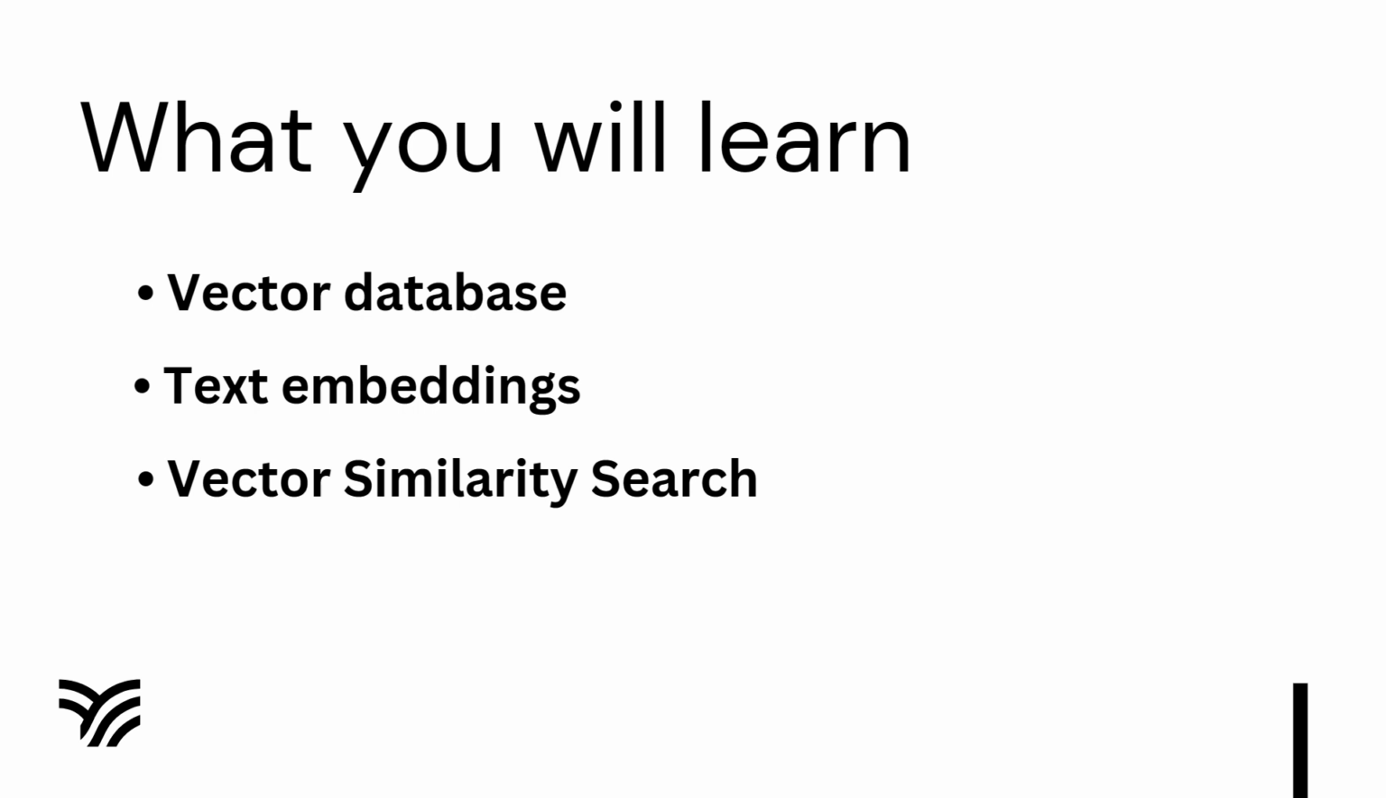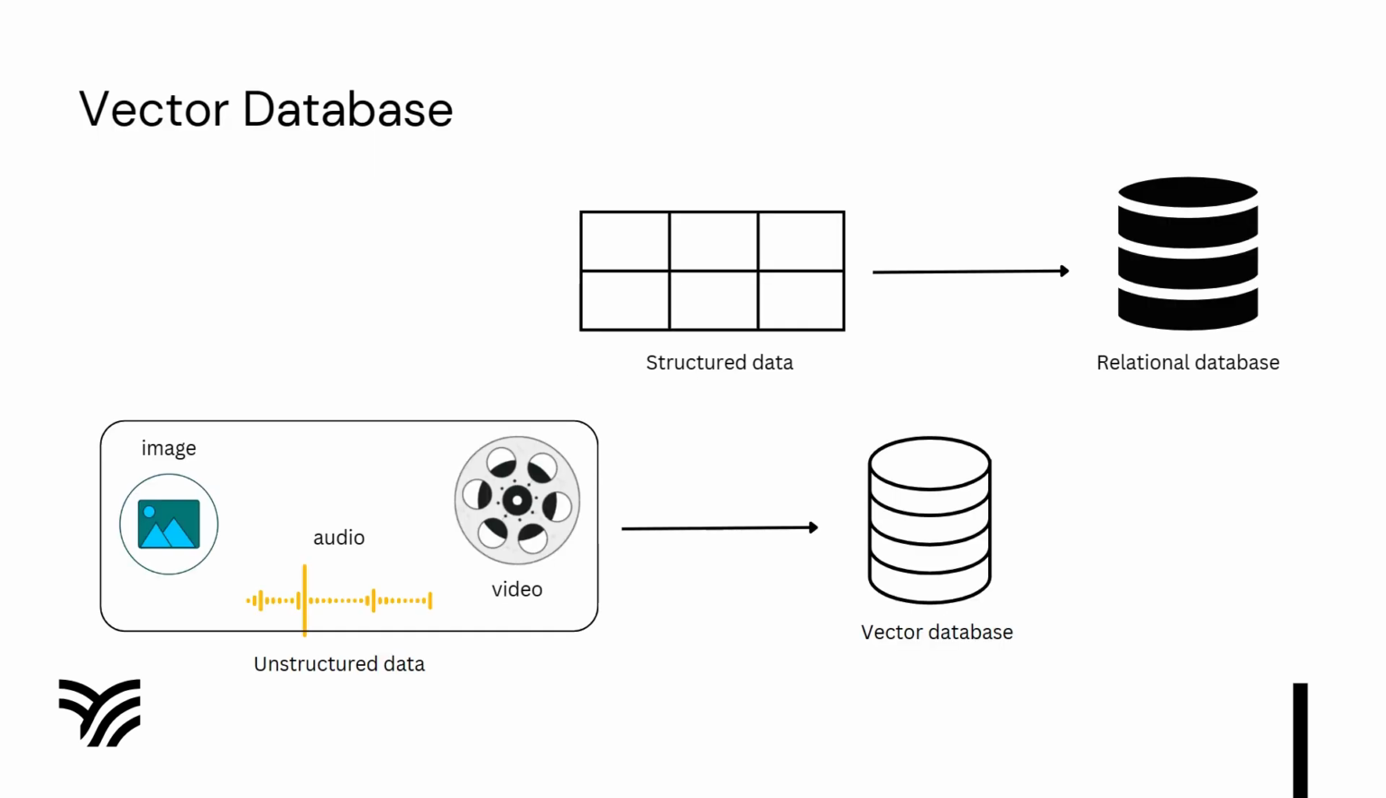So, what are vector databases? Traditionally, we have seen relational database systems. In relational database systems, the data is stored in rows and columns, right? So we have properly labeled data, with proper row and column names, proper data types, and proper indexes. That data is structured data, and for structured data, the relational database is a very good choice.